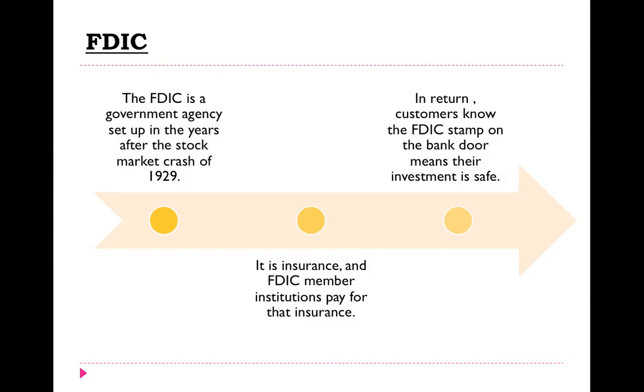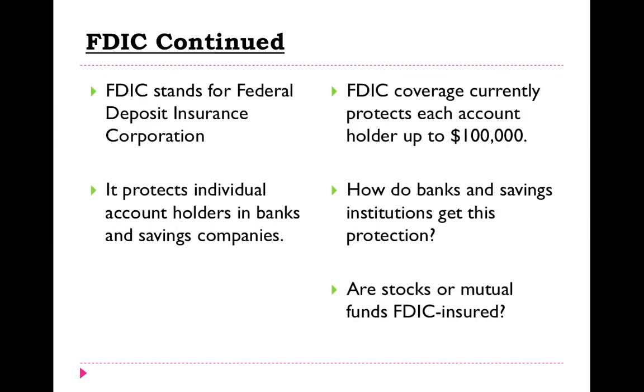The FDIC is a government agency set up in the years after the stock market crash of 1929. It is insurance, and the FDIC member institutions pay for the insurance. In return, customers know that the FDIC stamp on the back or the bank door means their investment is safe. The FDIC, or Federal Deposit Insurance Corporation, protects individual account holders in banks and savings accounts. FDIC coverage currently protects each account holder up to $100,000. This protection means that if the bank fails, the FDIC will pay each account holder the total amount of his or her deposit, which is up to a $100,000 limit.